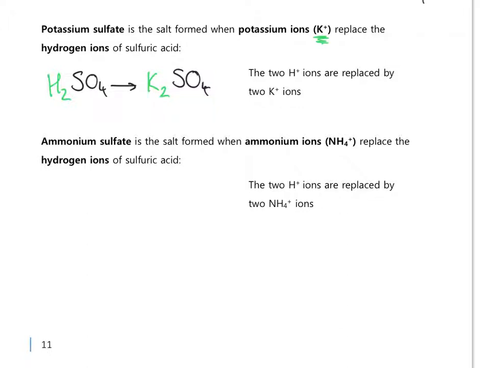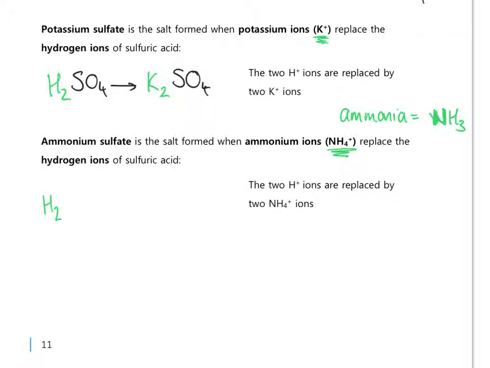Ammonium sulfate may be something you're not as familiar with, but ammonium ions are on the back of your periodic table, NH4+. They should not be mixed up with ammonia, which is NH3. And we'll be coming back to that later on. Ammonia is NH3, so don't mix ammonium ions with ammonia. You can see that ammonium ions have an extra hydrogen ion. So ammonium sulfate is formed when ammonium ions replace your hydrogen ions.